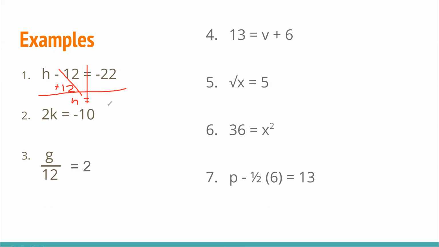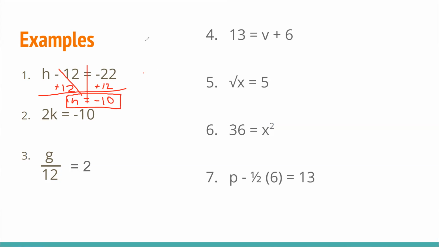Now I don't just drag down my negative 22 because I have to remember that golden rule. Whatever I do to one side of the equation, I have to do it to the other. So right now I've got negative 22 plus 12. When I add those two numbers together, I know that I'm going to be getting a negative 10. And so my final answer is h equals negative 10.